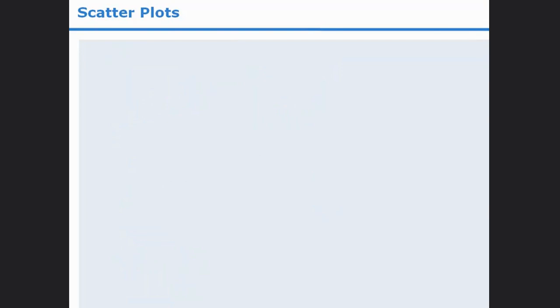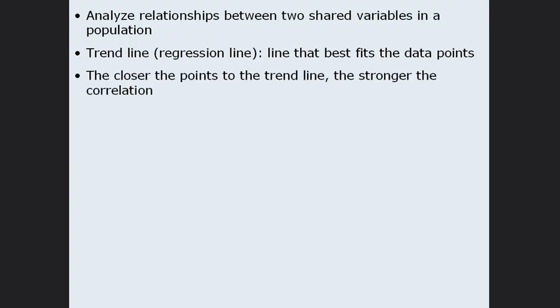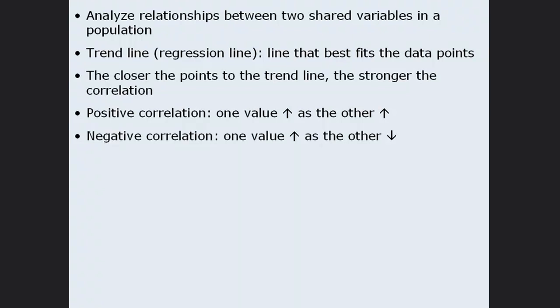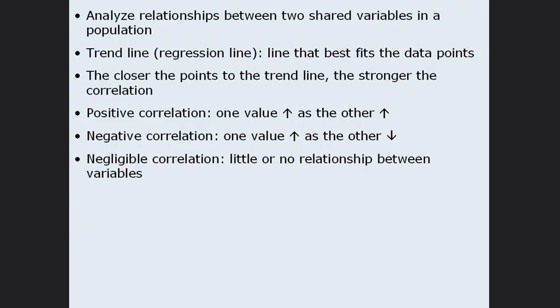Let's summarize. In this lesson, we learned that scatter plots can be used to analyze relationships between two shared variables in a population. The trend line is the line that best fits the data points in a scatter plot. The closer the data points are to the trend line, the stronger the correlation. A positive correlation means one value increases as the other value increases. A negative correlation means one value increases as the other value decreases. And a negligible correlation means that there is little or no relationship between the variables.